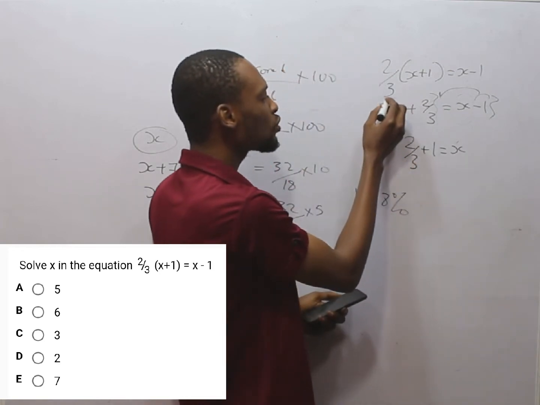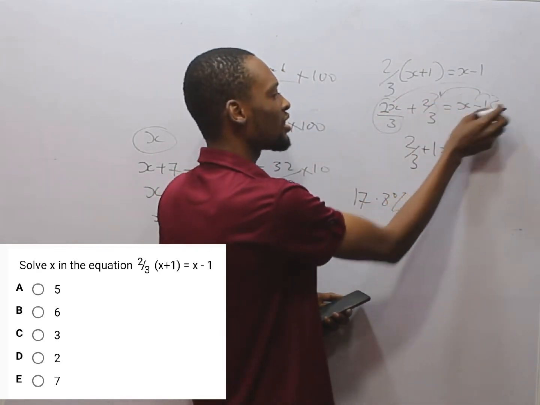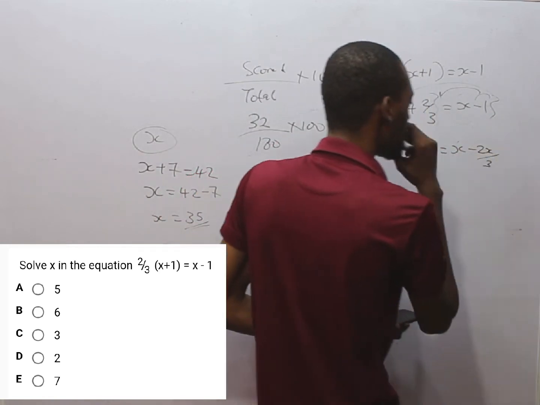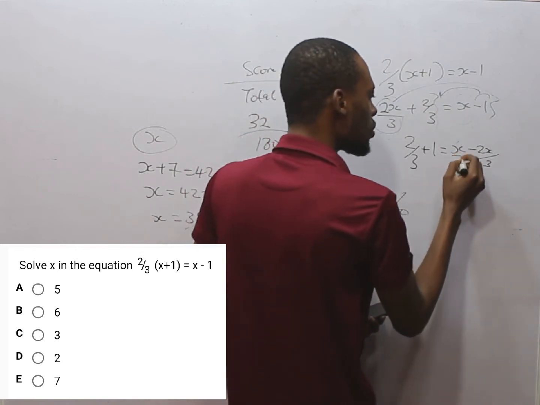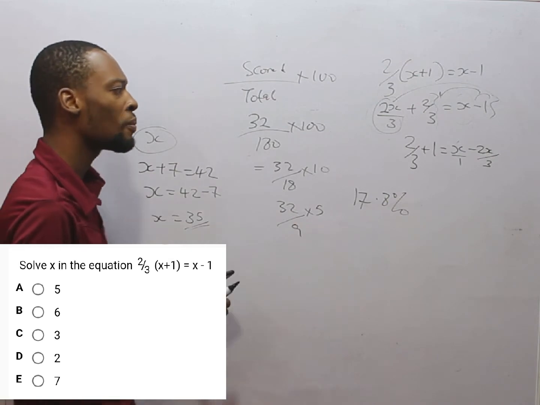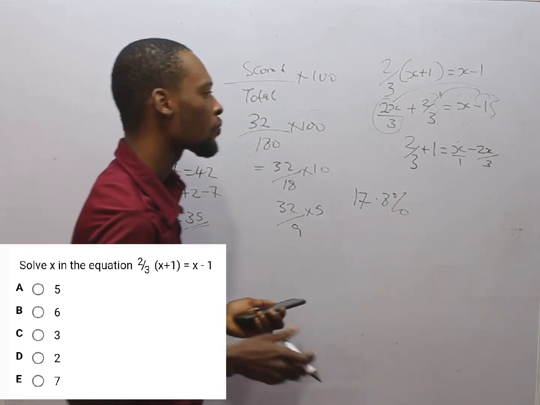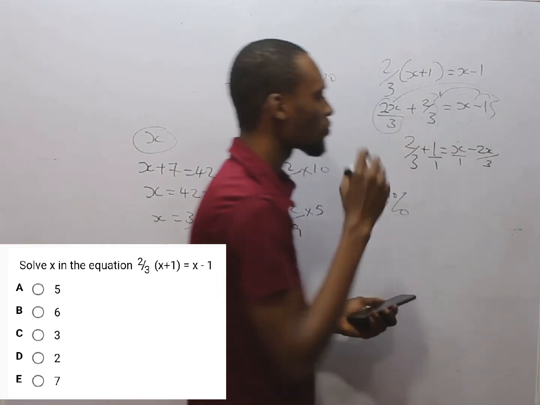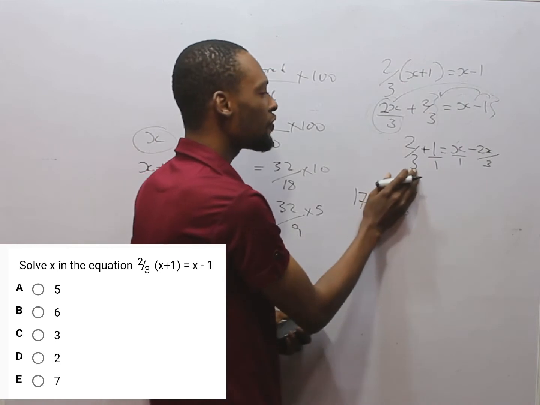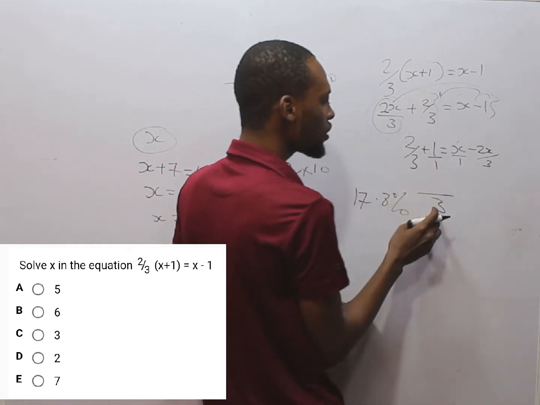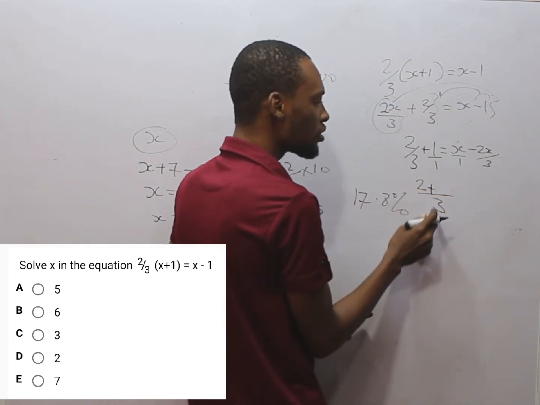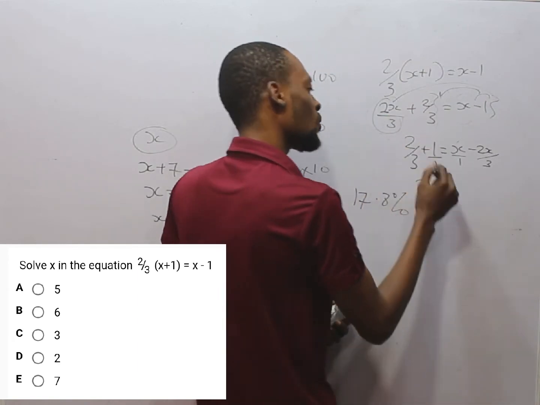Now let's take this 2S over 3 to the other side to become negative, so minus 2S over 3. This is simply S over 1. Once the number is standing on its own, it simply means that number is divided by 1. What do you do? LCM comes to play. The LCM of 3 and 1 is 3. So 3 divided by 3 is 1. 1 times 2 is 2. Plus 3 divided by 1, 3. 3 times 1 is 3.